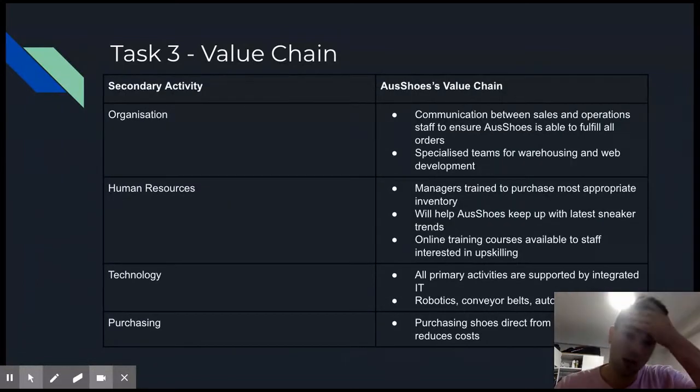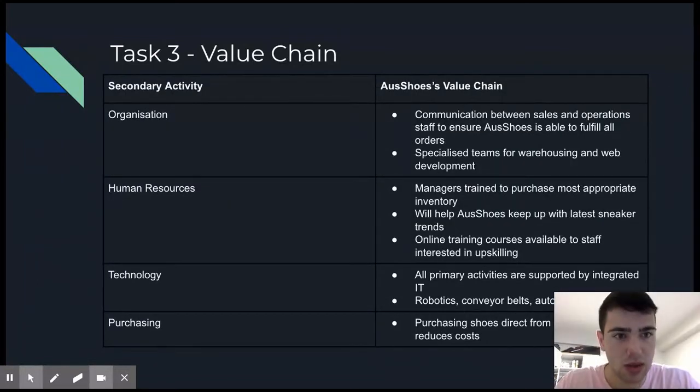Secondary activities. Organization. Communication between sales and operations staff is essential to ensure that Oz Shoes is able to fulfill all orders. Specialized teams for warehousing and web development. Human resources. Managers trained to purchase the most appropriate inventory. This will help Oz Shoes keep up with the latest sneaker trends. Online training courses will be available to staff interested in upskilling.